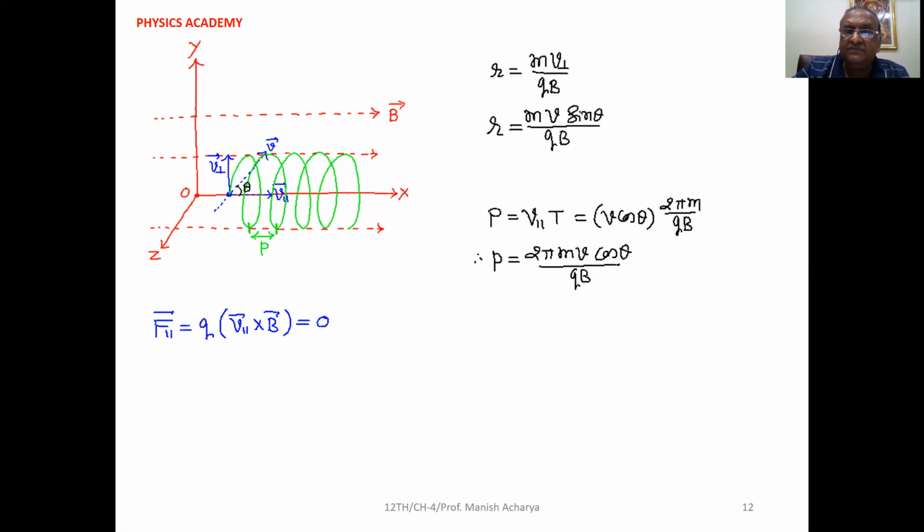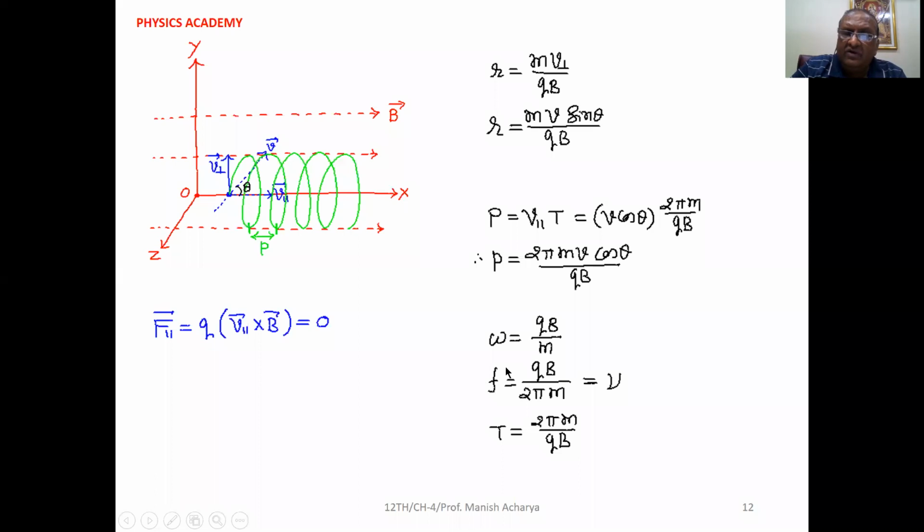That is called pitch. So we can write the equation of the pitch P, which is equal to velocity into time. Velocity is v parallel, and the time taken to complete one revolution is the periodic time. So v parallel is v cos theta, and the periodic time is 2 pi m upon qB. In the previous theory we derived this equation. So resultantly we can give the equation of pitch as 2 pi m v cos theta upon qB. Clear to all of you up to this one?